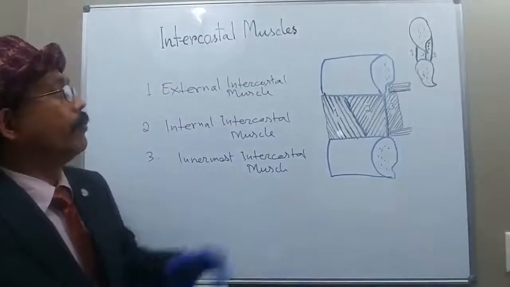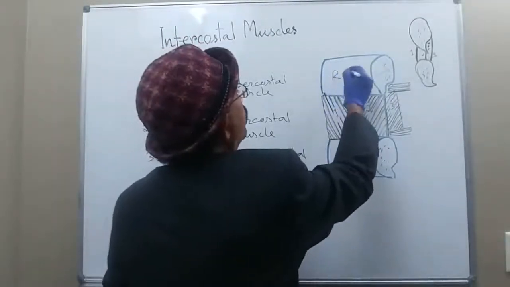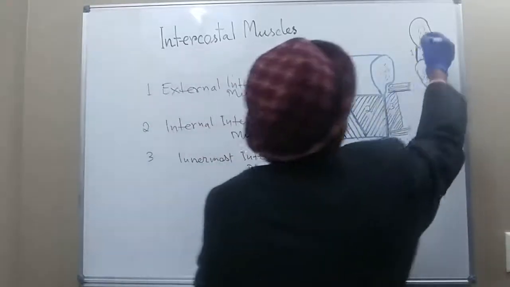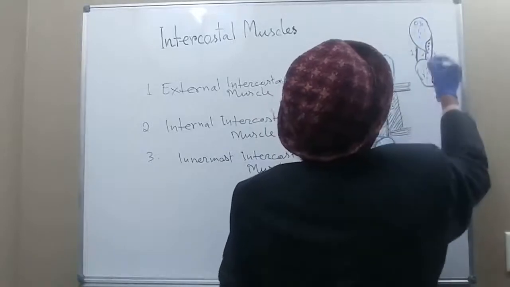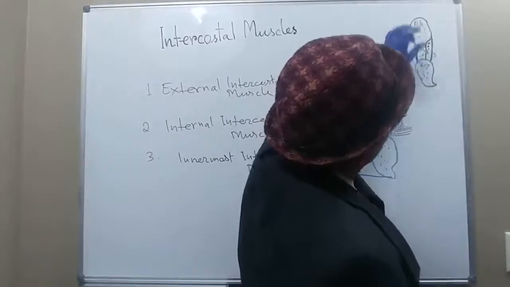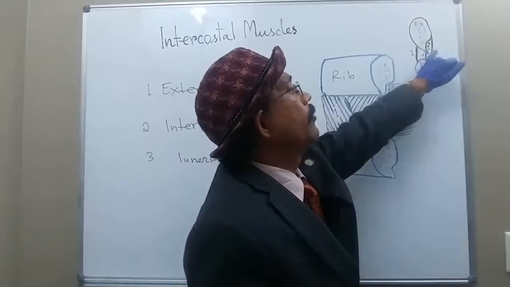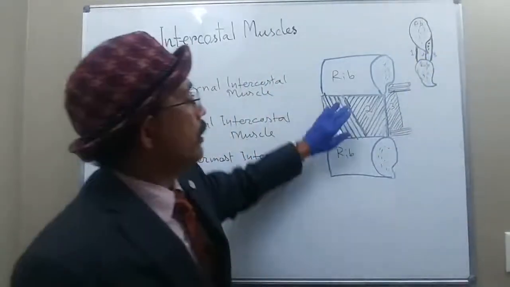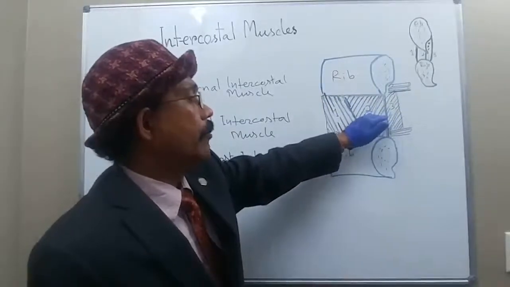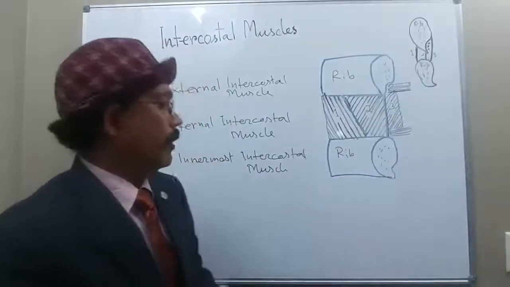They are present from one rib to another rib. This is a rib, the upper rib, and this is the lower rib. This is the intercostal space, and we have three muscles: external intercostal muscle, internal intercostal muscle, innermost intercostal muscle. This is the external intercostal muscle. Underneath it, we have the internal intercostal muscle. Underneath it, we have the innermost intercostal muscle.